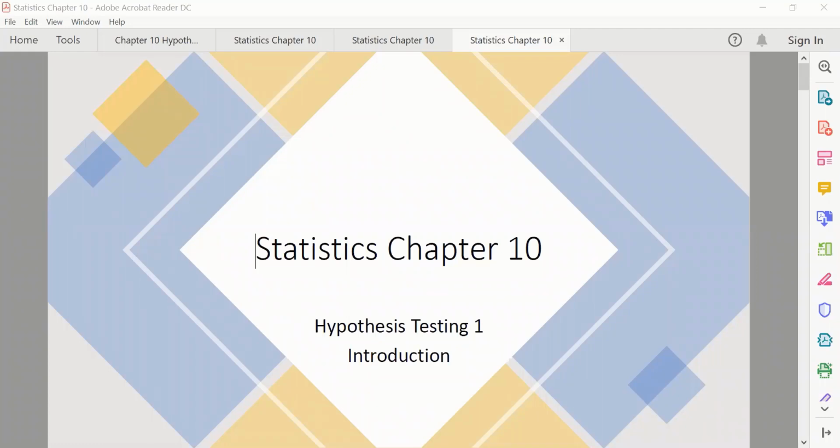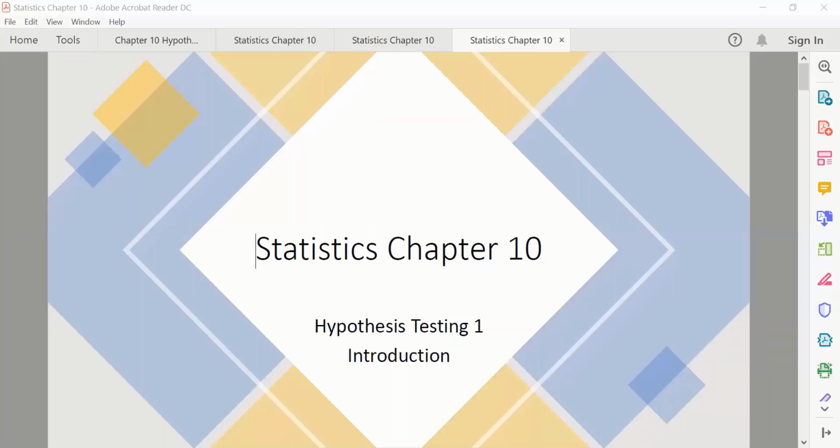All right, so we're going to start on chapter 10, hypothesis testing. This chapter can seem a little bit overwhelming, but I give you a template you use to do the problems, and it makes it all just step by step by step. Okay, so focus on the big picture.